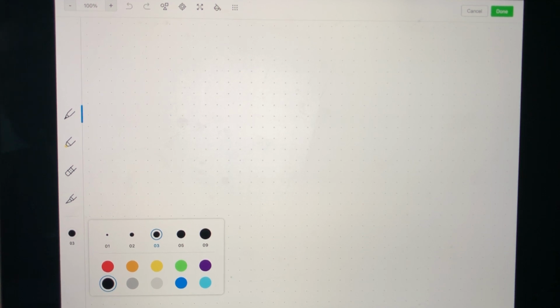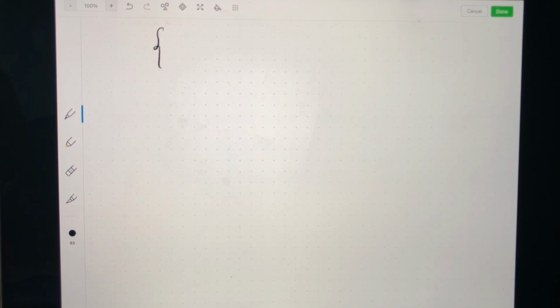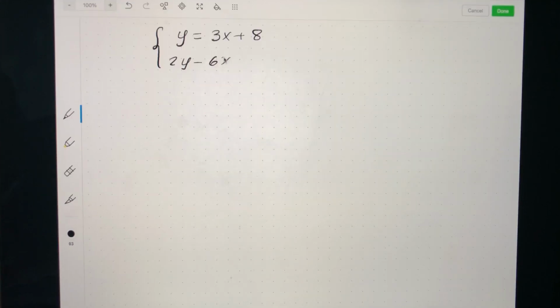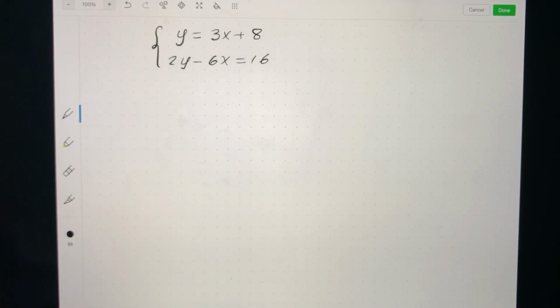In this video, let us look at a system that has two linear equations, and the system is y equals 3x plus 8, and then 2y minus 6x is 16.